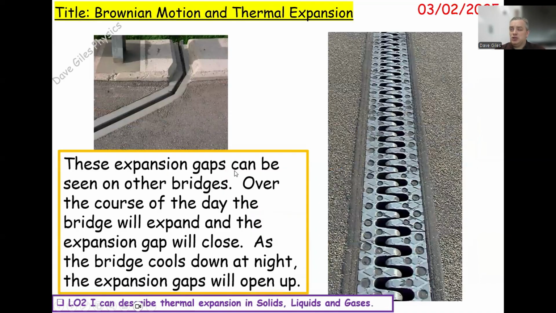So these expansion gaps can be seen on other bridges. Over the course of the day, the bridge will expand and the expansion gap will close. As the bridge cools down at night, the expansion gaps will open up.